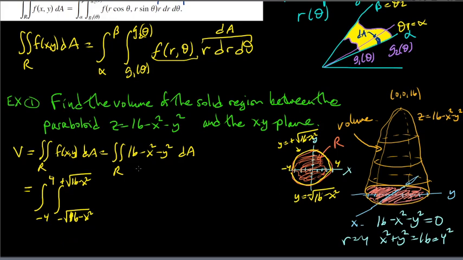And of course, we know the function we're integrating. It's just 16 minus x squared minus y squared. And we did a vertically simple region, right? So this is dy times dx. Okay, so you can evaluate this. I don't think it's going to be all that difficult.